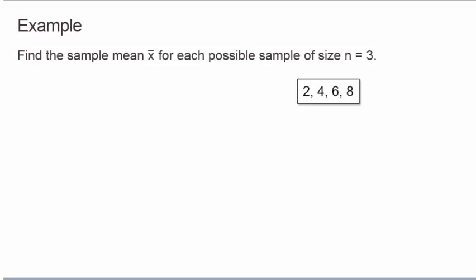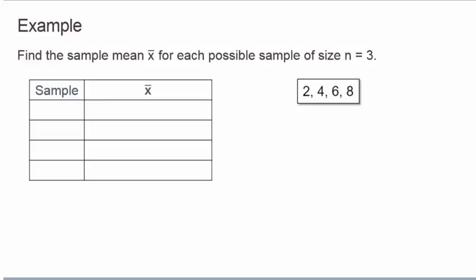Continuing the example, find the sample mean, x bar, for each possible sample size of n equals 3. This time we want to pick three numbers out of our population. So we have our table, sample and x bar. One of our samples is 2, 4, 6, another 2, 4, 8, then 2, 6, 8, then 4, 6, 8. So this time we have three data points each.